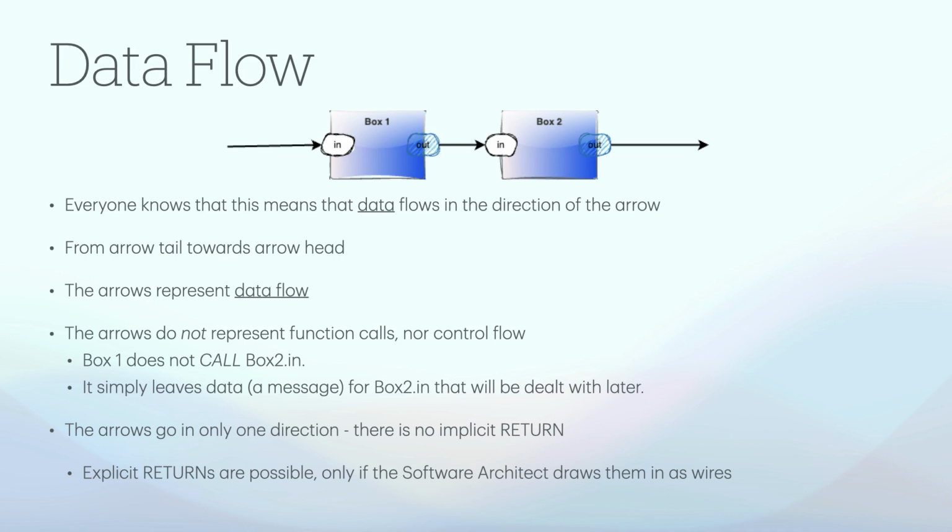Box 1 does not call box 2's port called in. Box 1 simply leaves a data message tagged out on its own output queue. The coordinator routes the message to box 2 and retags it with the ID in. Box 1 does not get to decide when box 2 must process the message. Box 1 is completely isolated from box 2.